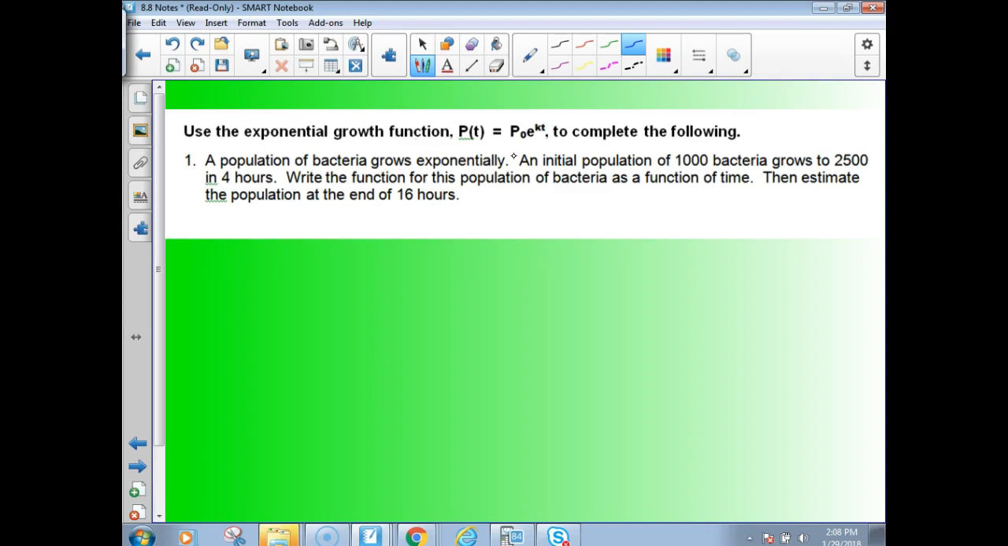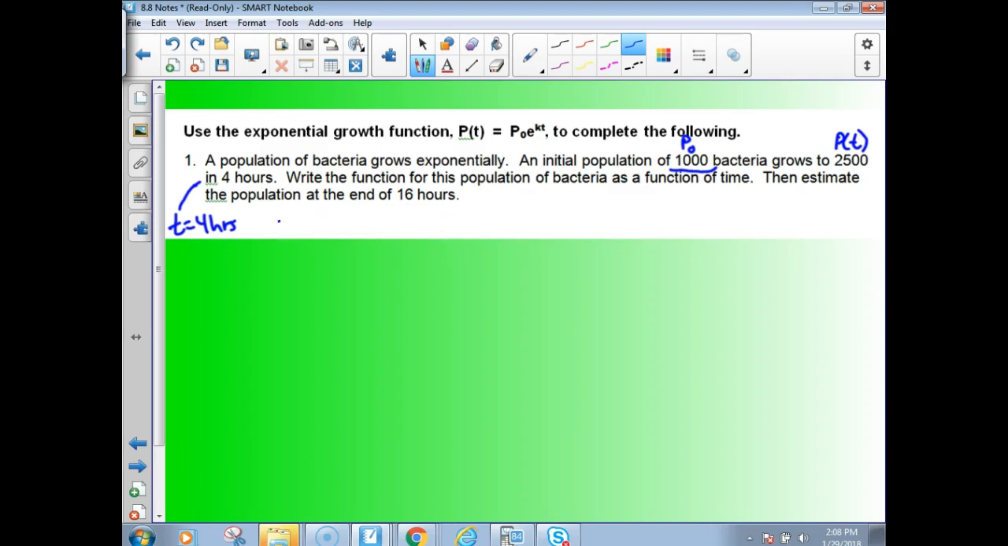Use this exponential growth function. All right, same thing. A population of bacteria grows exponentially. An initial population, oh, right there, there's my P sub 0, grows to 2,500. Where's that 2,500 going to be? That P of T. And it's happening in 4 hours. Just remember your time is in 4 hours, in hours, not years. Right? The function for this population of bacteria is a function of time. Then estimate the population at the end of 16 hours.